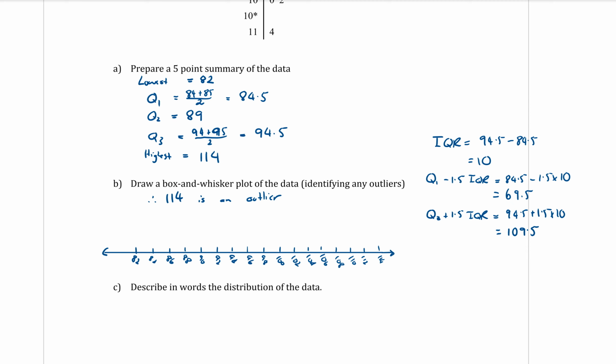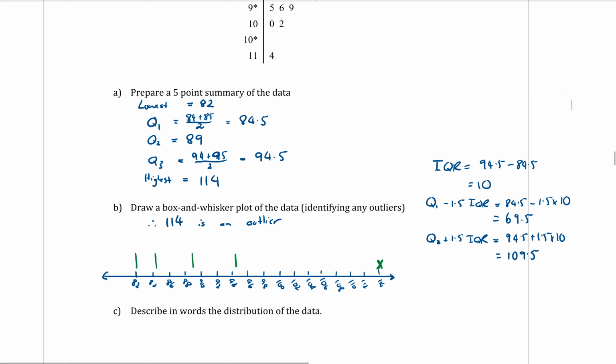For my 5-number summary, I have my lowest at 82, draw a line. Q1 was 84.5, so just slightly past the 84. Q2 is 89. Q3 is 94.5. And because my highest score is an outlier, I need my second highest score, which is 102, for my last line. So I draw a box to join all the top of the middle 3 lines and the whiskers from the center of the box out to the ends.